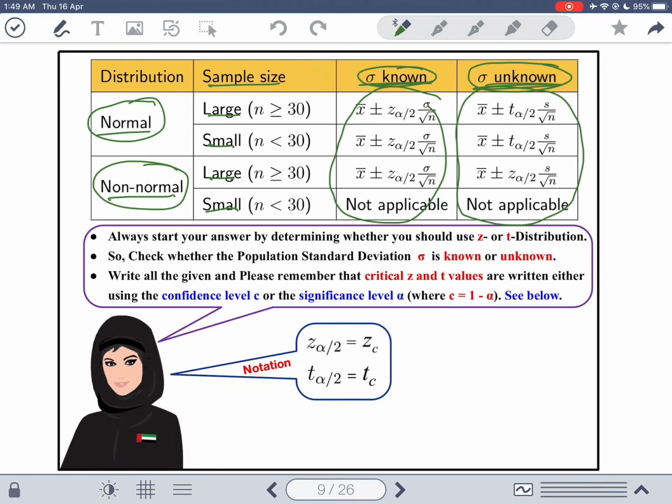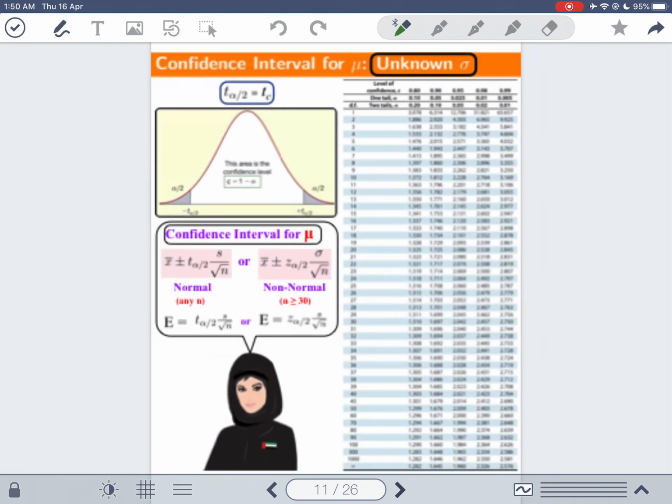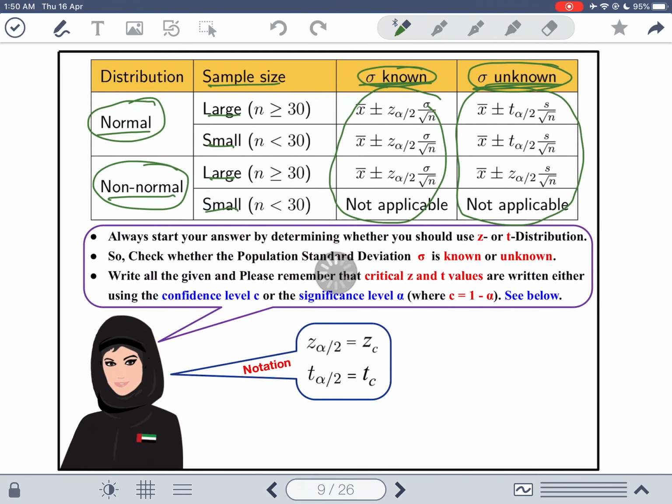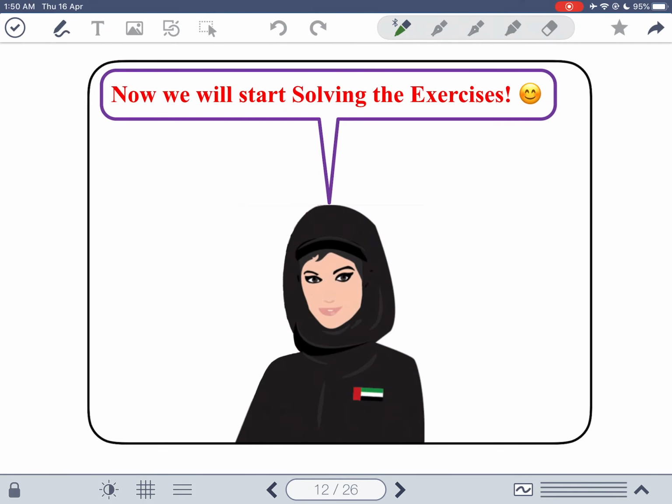So when you read any question, you need to first write down all the given so that you know which one of these to use. So what we suggest is that you print out, of course you would print out the whole lecture, but keep this one, this and this one, and this one with you all the time while you're solving the exercises. Okay, so those 3 have a good review of everything that you saw in the last 2 lectures. Good. So now we will start solving the exercises.